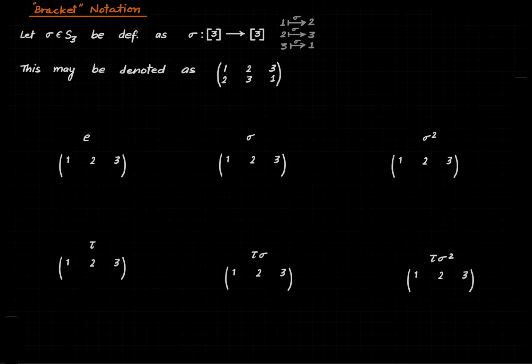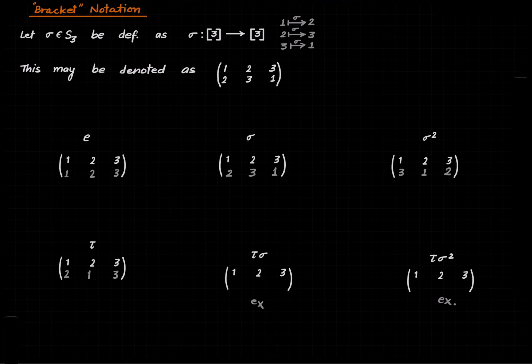And let's write down everything that we did in the previous page by filling in the blanks. So the identity map is just 1 goes to 1, 2 goes to 2, and 3 goes to 3. Sigma is this guy. Sigma square is this guy. What is tau? Tau would be this. Tau sigma. Well, what is tau sigma? I'll have to check. So this is your exercise. Just fill it up. Just an alternate notation. I'm calling it the bracket notation, but this is not a standard terminology. I've called it the bracket notation because of the brackets.